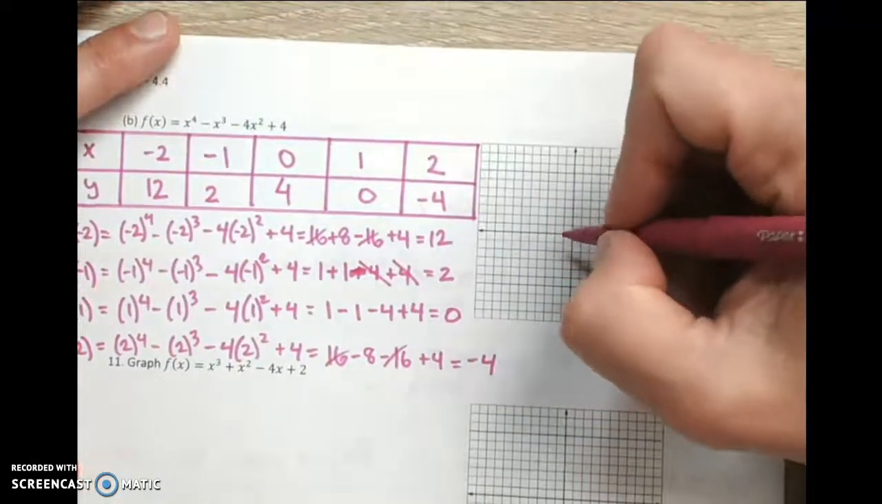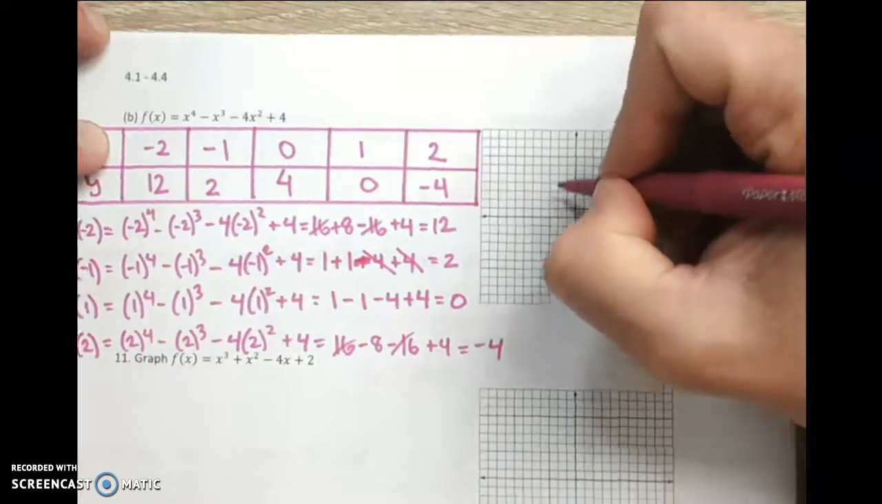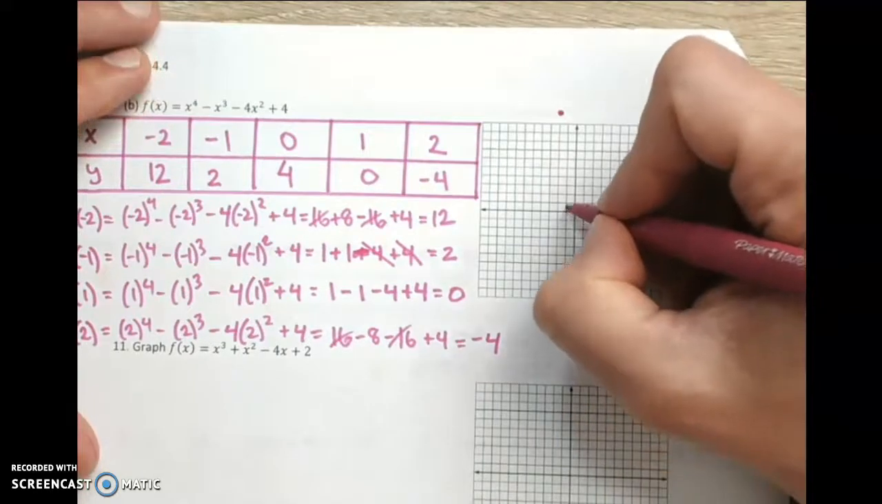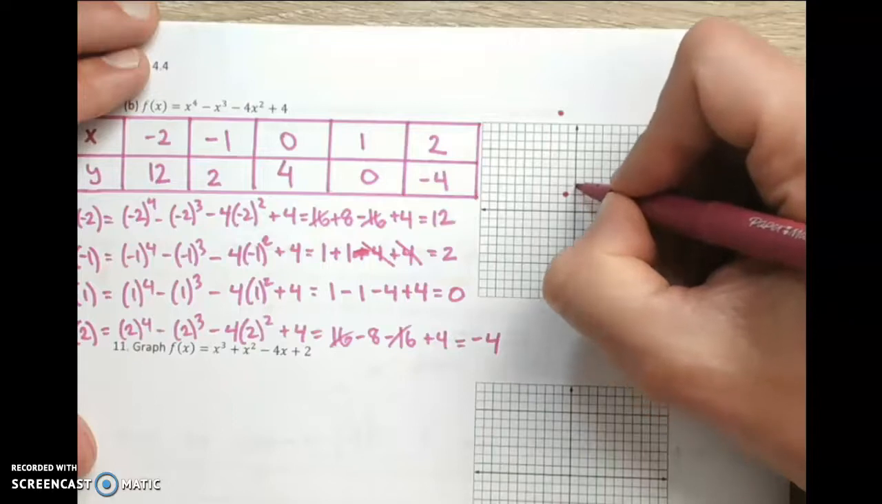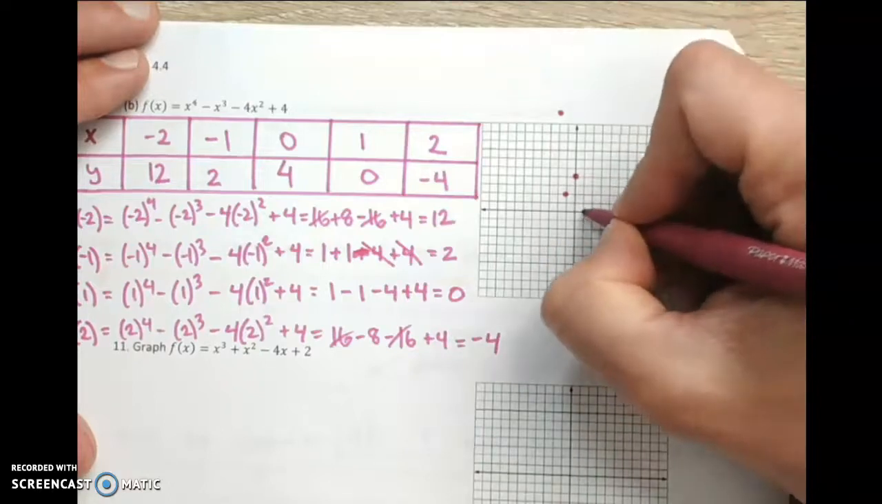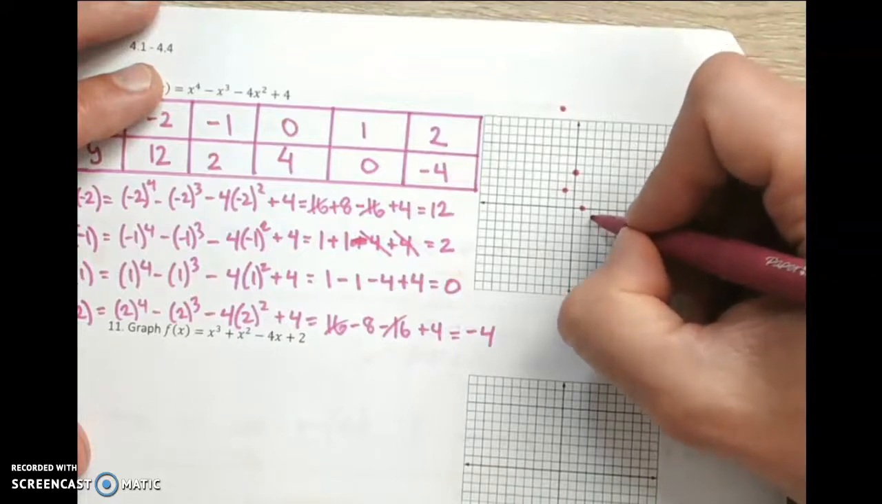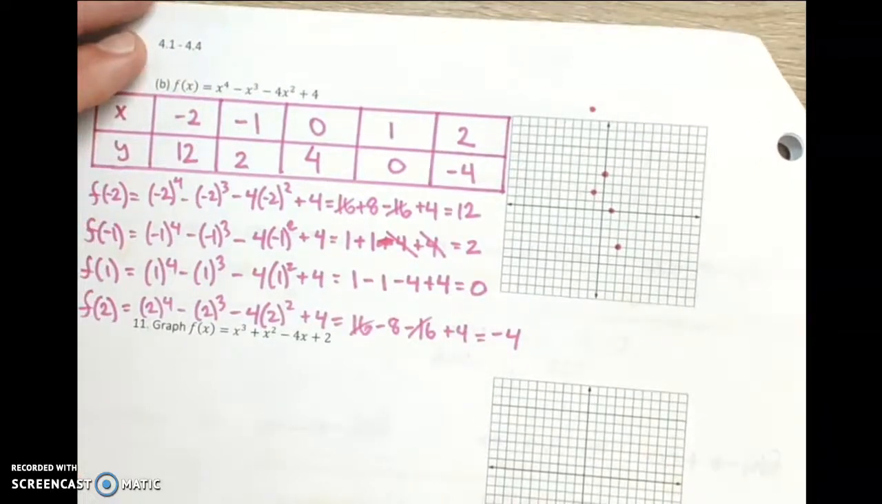So here we go. I have negative 2, 12. That's going to be off my chart right about there. Negative 1, 2. 1 to the left, up 2. 0, 4. 1, 2, 3, 4. 1, 0. 1 to the right and stop. And then 2, negative 4, 2 to the right, down 1, 2, 3, 4. Alright, perfect.